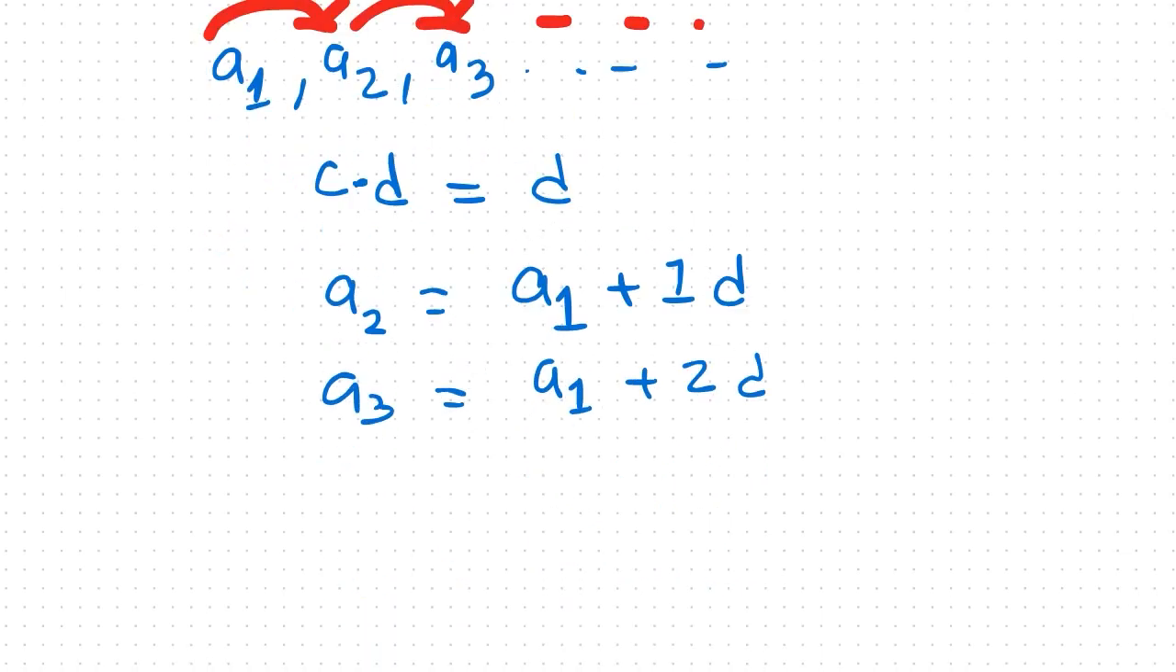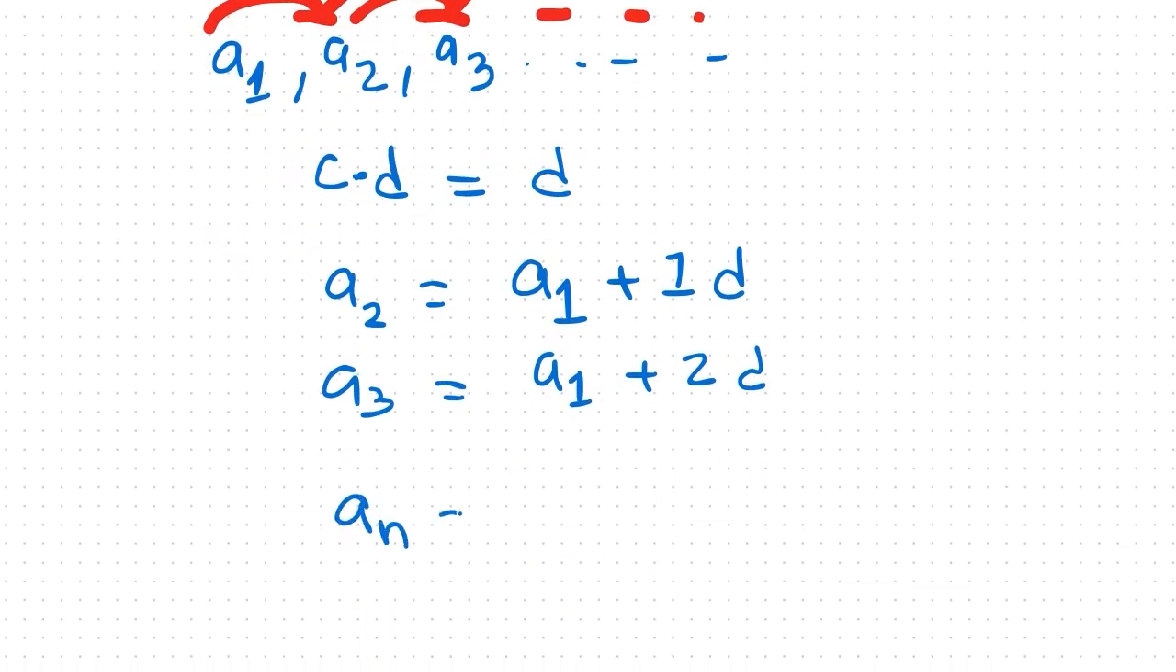So similarly, if I talk about AN, it is A1 plus D times N minus 1. Yeah, that's what I meant.